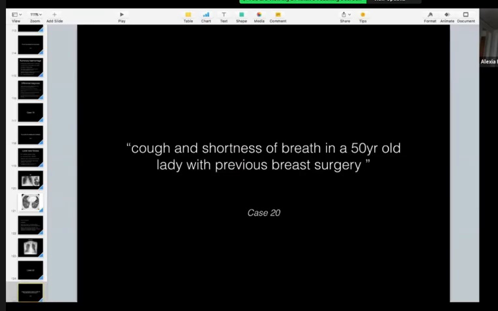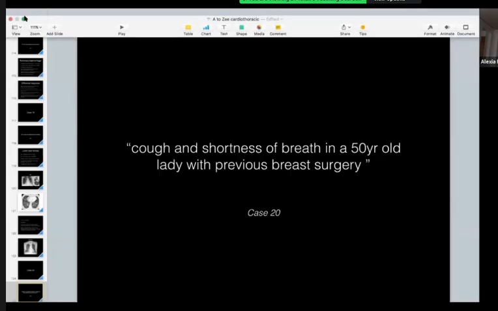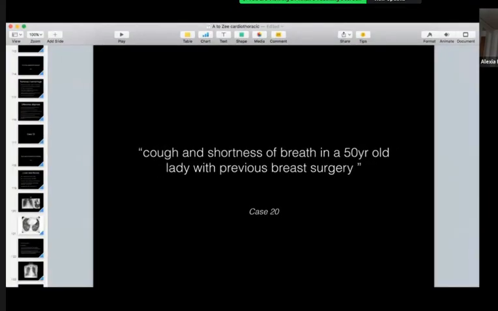Okay, so this is your history. It's cough and shortness of breath in a 50-year-old lady who had previous breast surgery. So we'll prepare your images and I will share the screen in a bit.